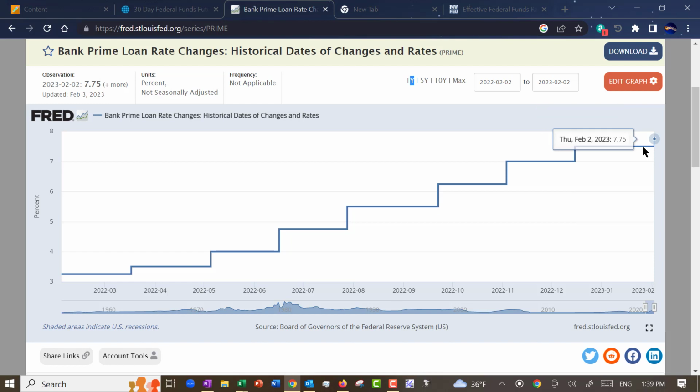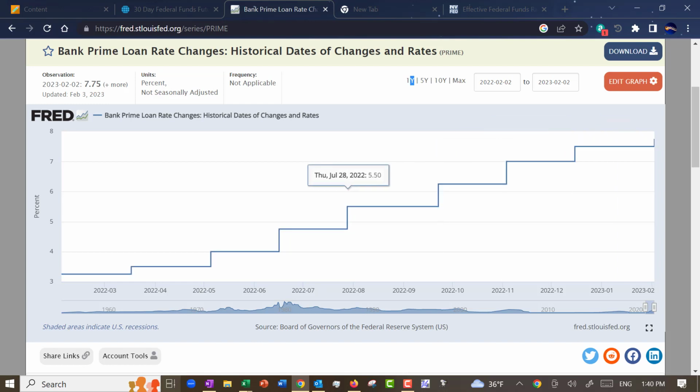So if I have prime rate exposure, there is no prime rate futures. Maybe there should be, but there isn't. If I have prime rate exposure, I can actually use the Fed funds rate to figure out what's going to happen to me.